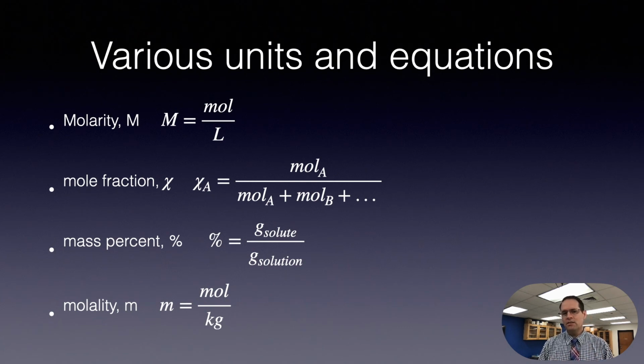Mole fraction, percent, and molality are only used in chapter 11 here when we describe colligative properties, and again in lab 3, but it's just going to be in this section here. So molarity, the big one, capital M, is very important, okay?